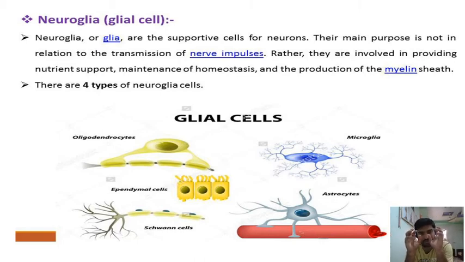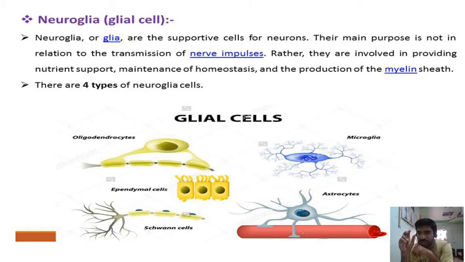The first function is nutrient support; they provide nutrients. They also maintain homeostasis, maintaining the nutrient value during the transmission period, and they produce the myelin sheath.